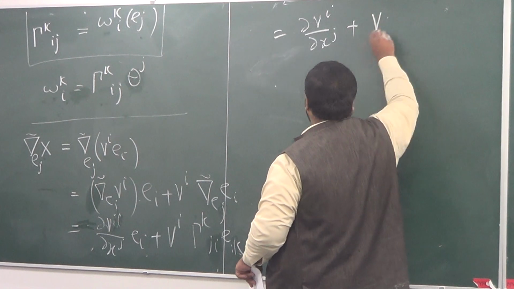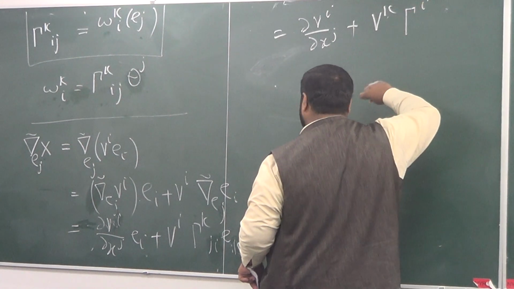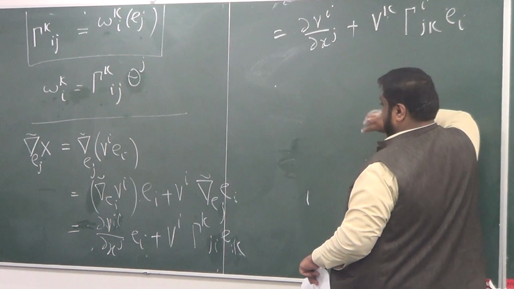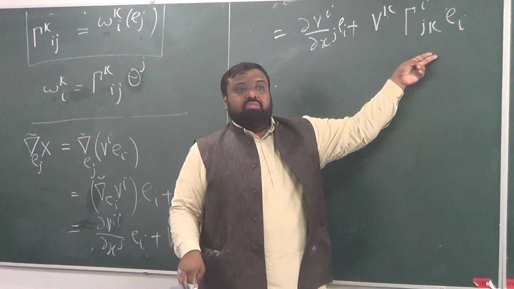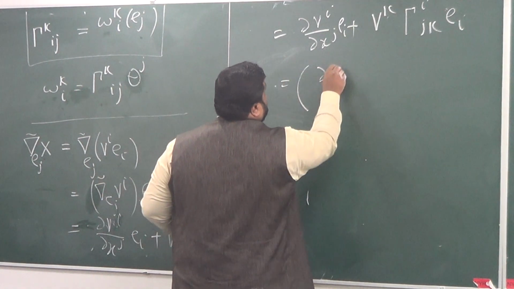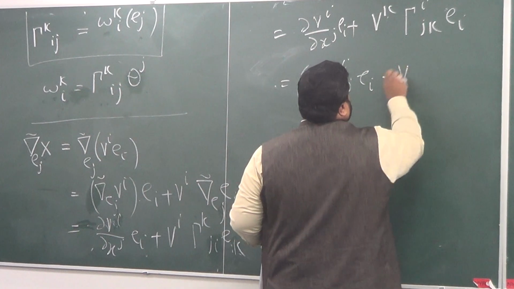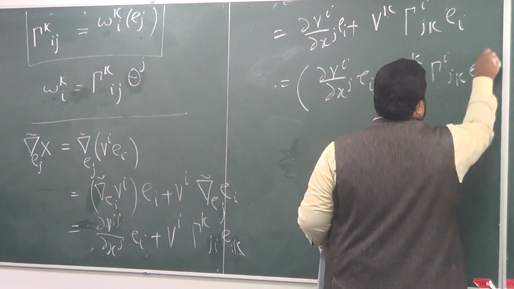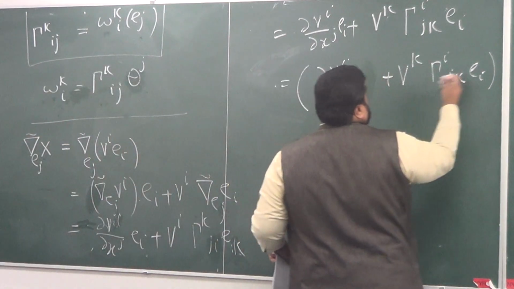you're going to get v^k gamma^i_{jk} and you're going to get e_i. I have also e_i here actually. Now the good thing is that I can combine these two terms. That's the benefit, that I can see this as partial v^i by partial x^j plus v^k gamma^i_{jk}, times e_i.